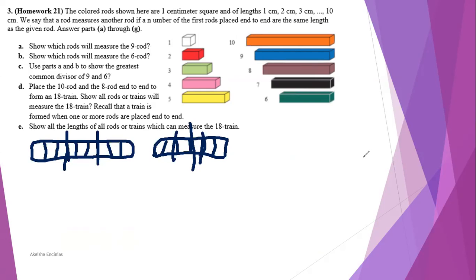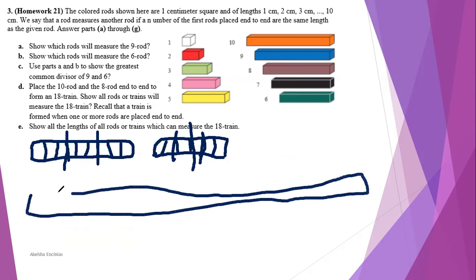And then the trickier one is going to be if we place the 10 rod and the 8 rod end to end, they're going to form an 18 rod. So imagine super long 18. I know I am such a great artist, right? I'm a regular Picasso. So we're going to find the rods that, if placed end to end, are going to measure 18 without any gaps or overlaps or even falling short.